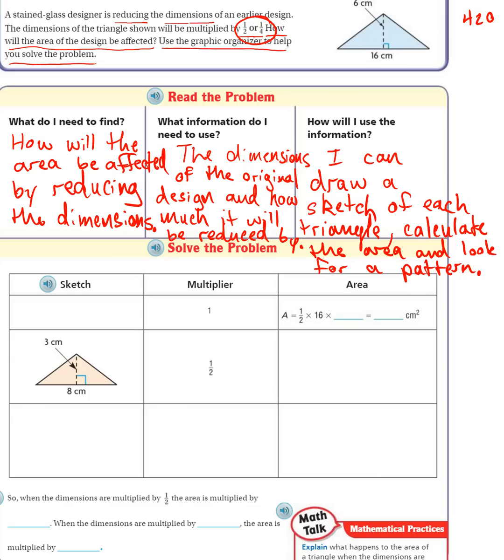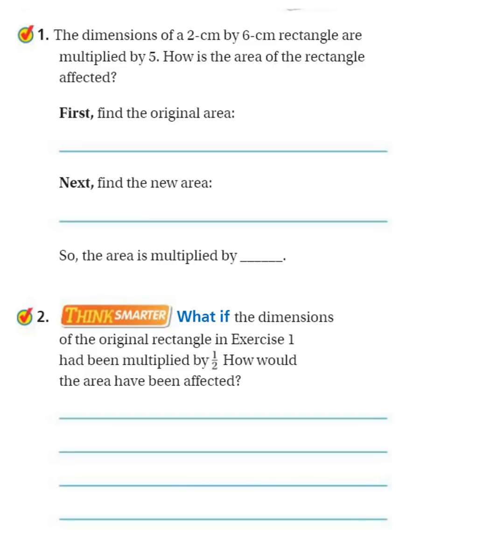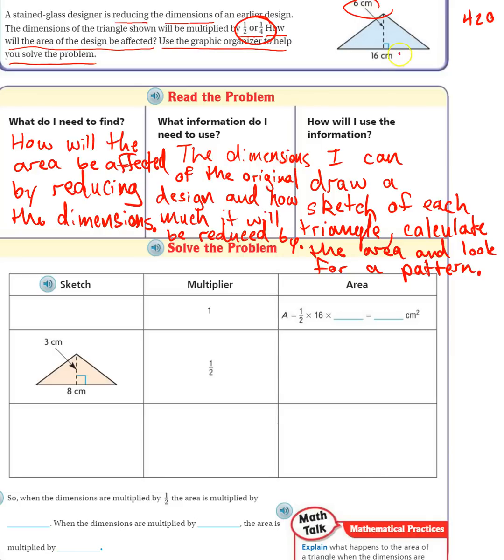Okay, so the original design, height of 6, base of 16, so 1/2 times 16 times 6, and my sketch would look like this. Okay, half of 16, if I do this multiplication first, half of 16 is 8. So this becomes 8. 8 times 6 then is 48. So the original stained glass triangle was 48 centimeters squared.